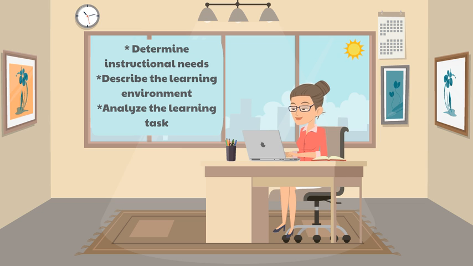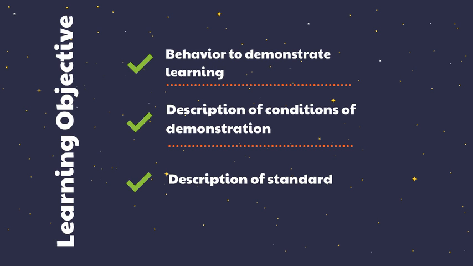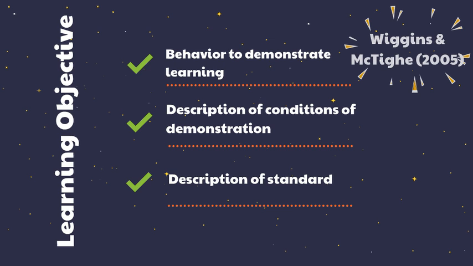A primary step of the instructional design process is to write the learning goal and then the learning objectives for that goal. The learning objectives include a description of the behavior to demonstrate learning, a description of the conditions of demonstration, and a description of the standard. According to Wiggins and McTighe, designers must begin to think about assessment before deciding what and how they will teach.